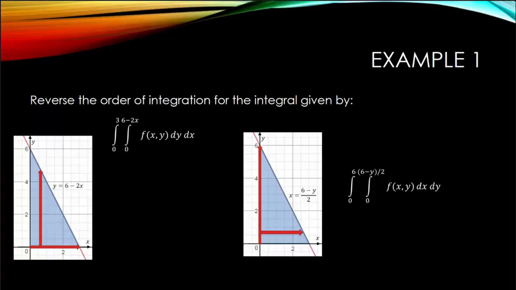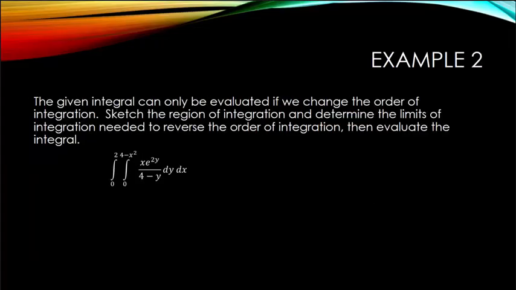In order to change the order of integration, I have to solve the boundary condition that's given in terms of a function of x and make it a function of y. Here's another example. I'm given an integral that can only be evaluated here if I change the order of integration. I'm going to sketch the region of integration and determine the limits of integration that will be needed to reverse the order of integration, and then I'll evaluate the integral.